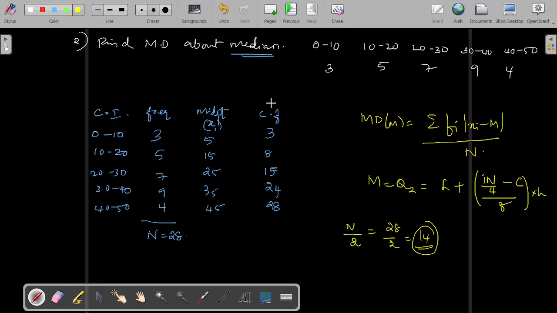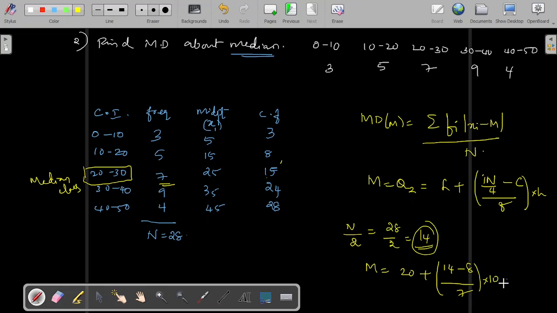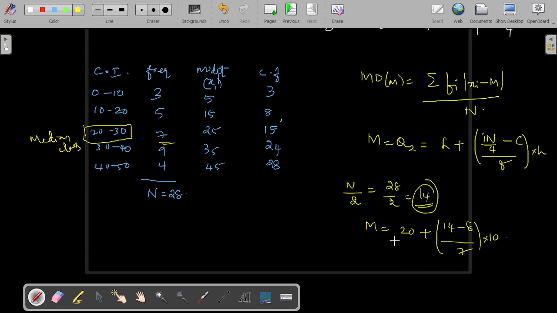So now you have to check the cumulative frequency column where 14 comes. Up to 8 it is this, up to 15 it is this, therefore 20 to 30 is the median class. Now use the formula: M equals lower limit of median class, which is 20, plus 2n by 4, which is nothing but n by 2, we got it as 14, minus cumulative frequency just preceding the median class, which is 8, divided by frequency of the median class, which is 7, into width of the median class, which is 10. So when you simplify all this, you will get the median as 28.57.